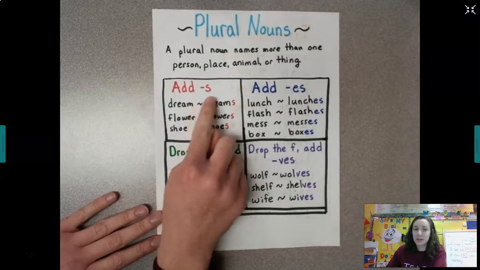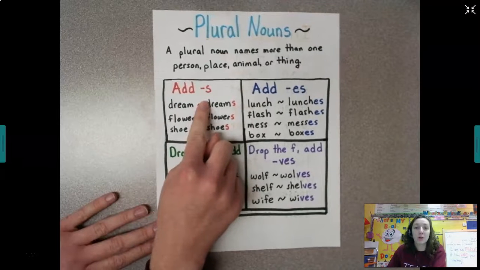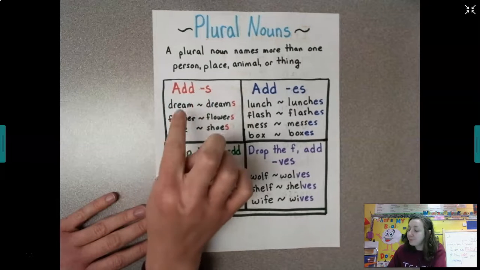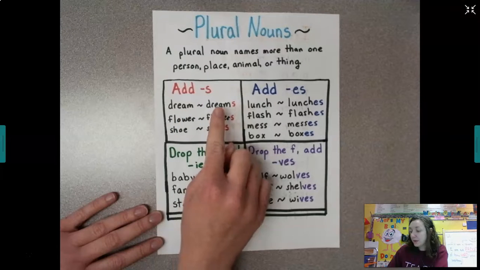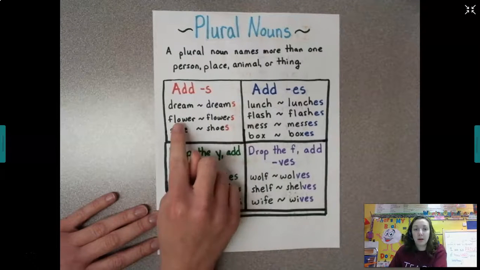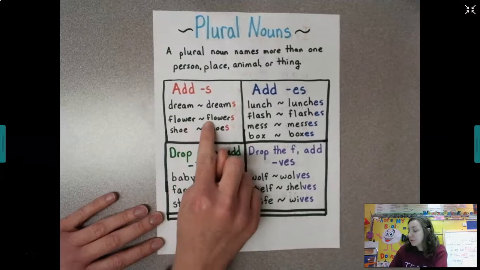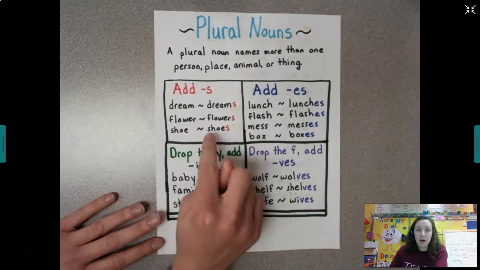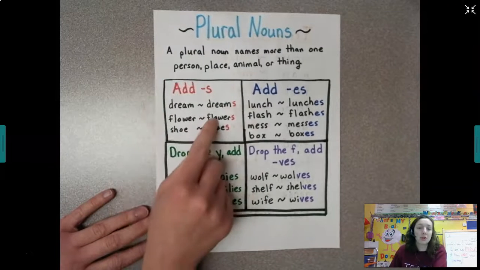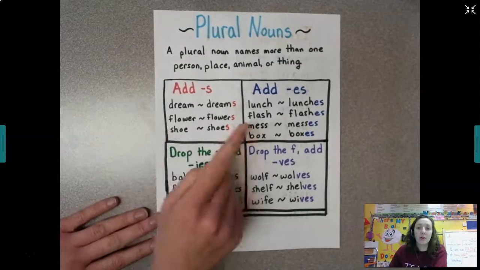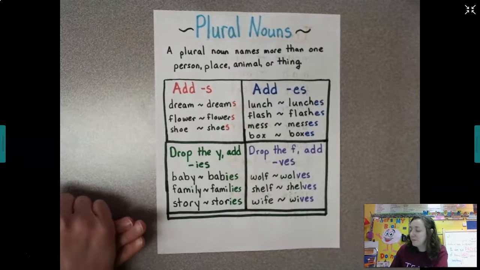So the first rule is simple. For most of the words, you're just going to add that S on the end, okay? So for example, if I have dream, it's going to become dreams. Flower becomes flowers, and shoe becomes shoes. Okay, that's the most common rule, that you're just able to add S on the end. There are a few exceptions, and we're going to talk about them.